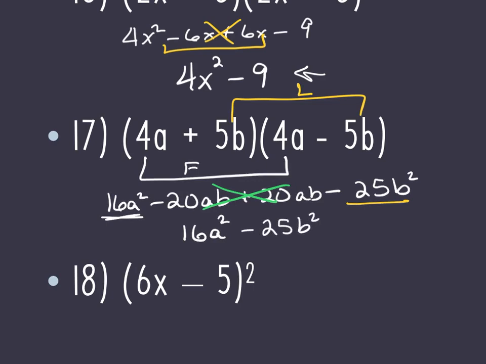These are both perfect squares. And again, it's got a subtraction sign. So it's called the difference of two squares.